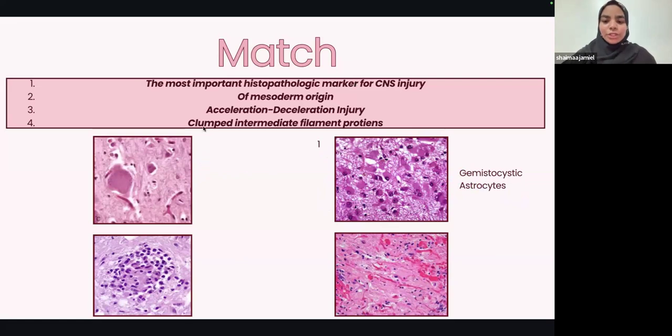Okay, which one of them is of mesoderm origin? Okay, so I'm saying this one, 3. Okay, anyone else? And why do you say 3? What do you see? What is this called?